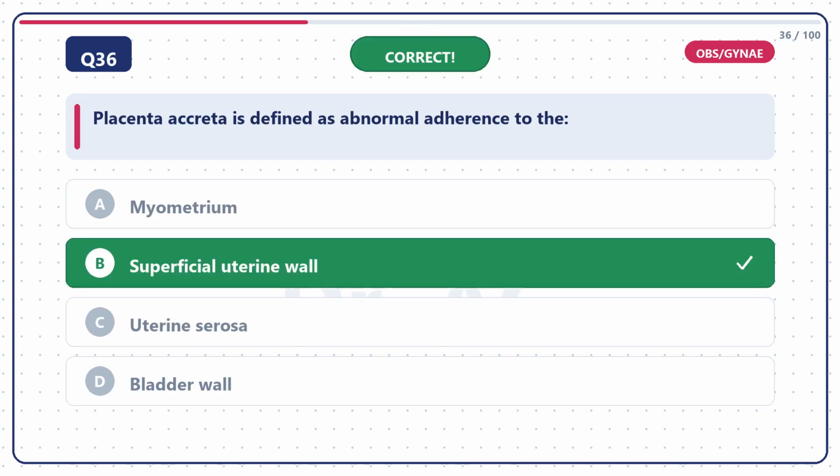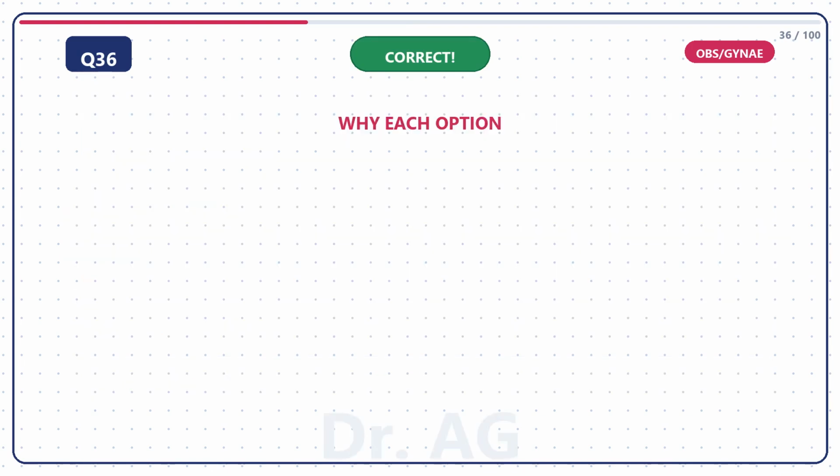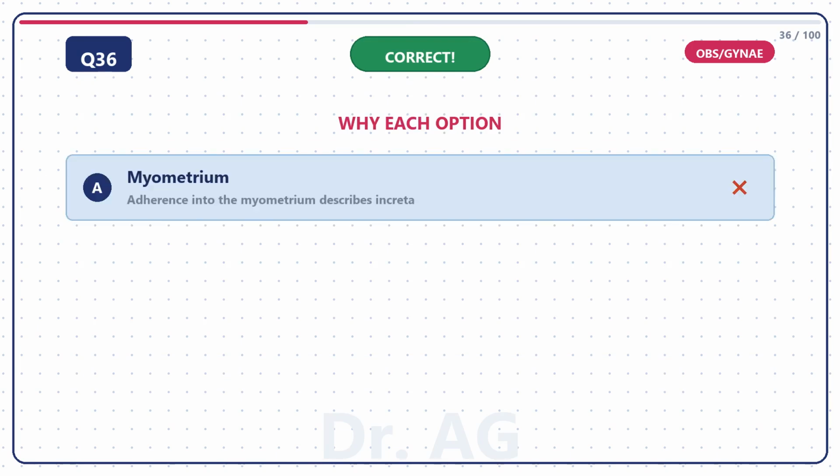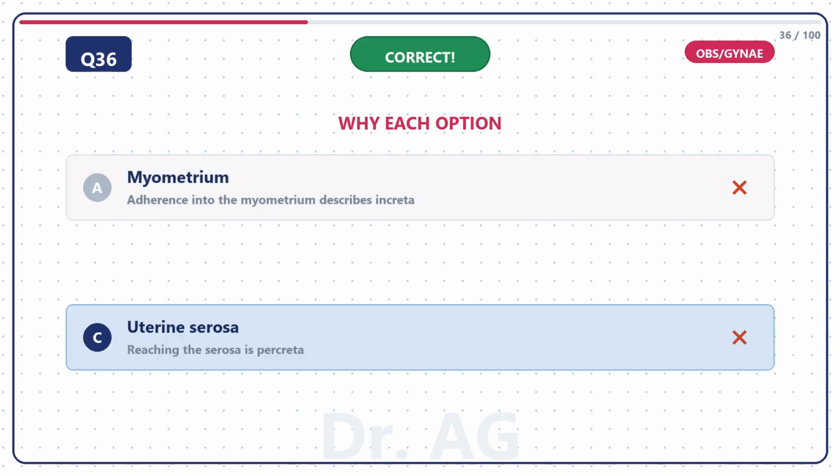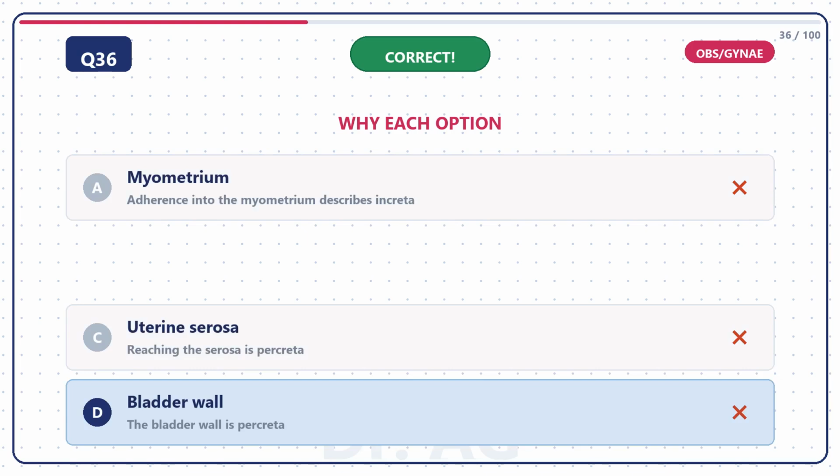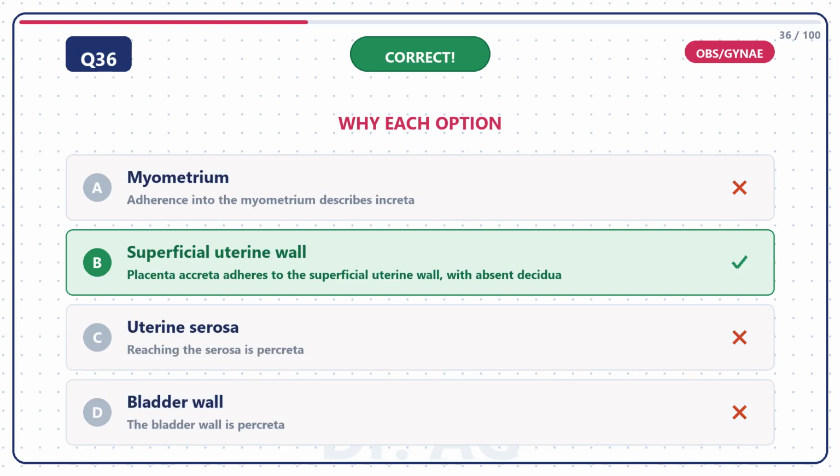The correct answer is option B, superficial uterine wall. Let's go through the options. Myometrium. Adherence into the myometrium describes increta. Uterine serosa. Reaching the serosa is percreta. Bladder wall. The bladder wall is percreta. And the correct answer is superficial uterine wall.